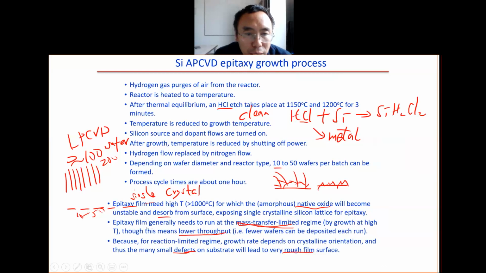Epitaxial film generally needs to be run in the mass transfer limited regime, because otherwise, in the reaction limited regime, the growth rate will depend on the crystal orientation. There are crystalline defects that will give you a very rough film. As a result, we run in the mass transfer limited regime.